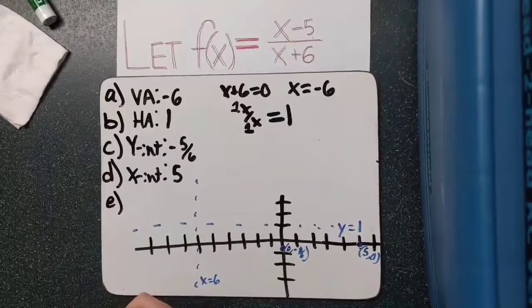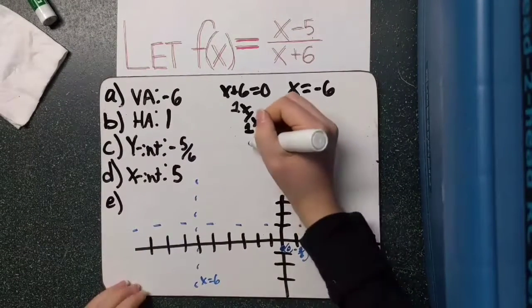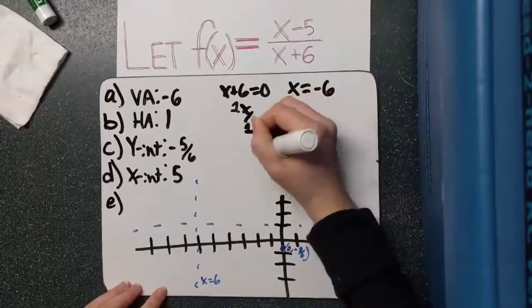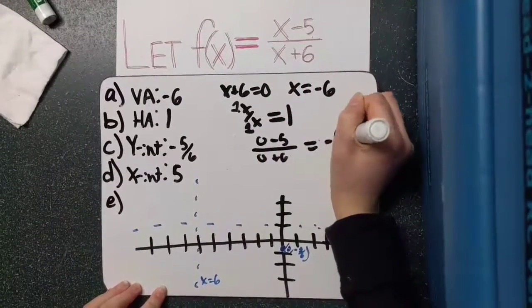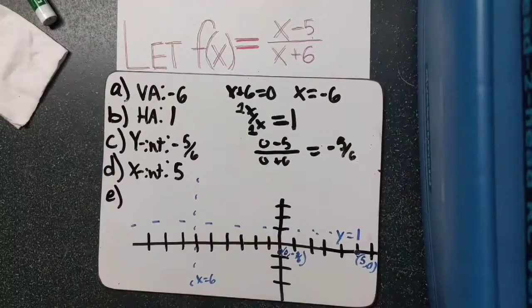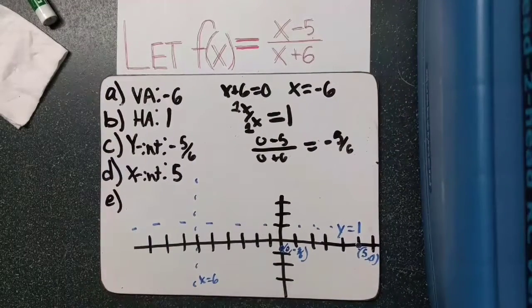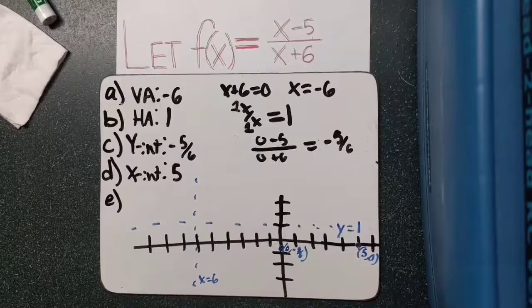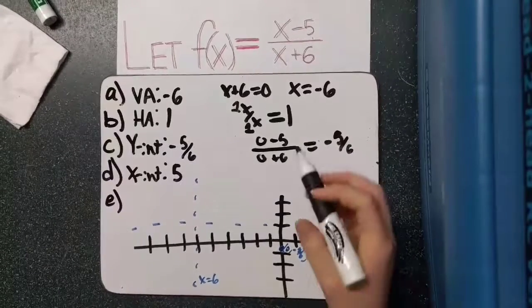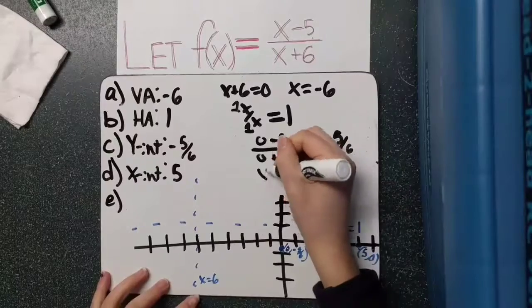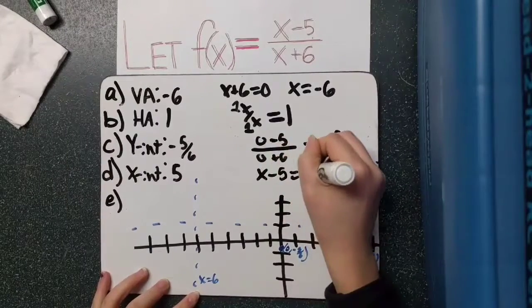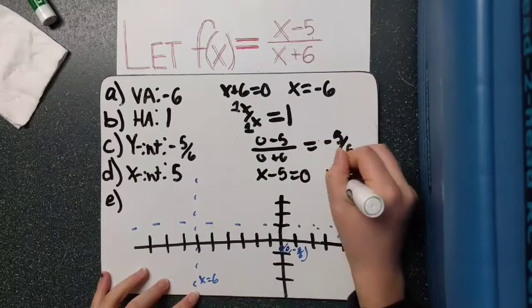Our y-intercept is (0, -5/6) because if we plug in 0 for x, that's 0 minus 5 over 0 plus 6, which gives us -5/6 as our y-intercept. Our x-intercept is (5, 0). That is because if we set our numerator, which is x minus 5, equal to 0, we will have x minus 5 equals 0. Add 5 to both sides, x equals 5.